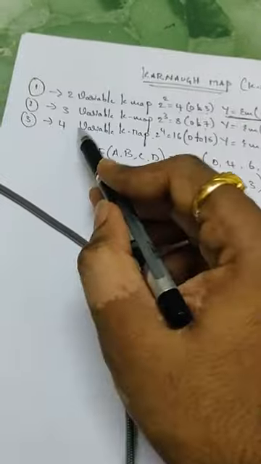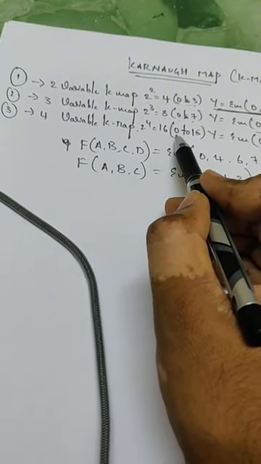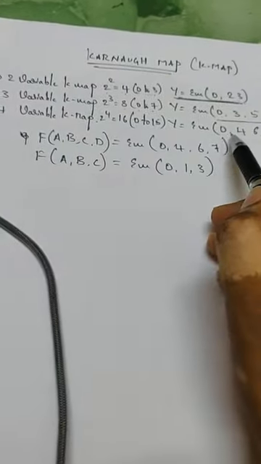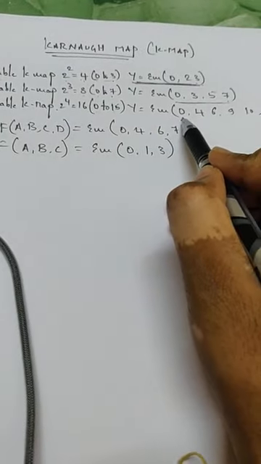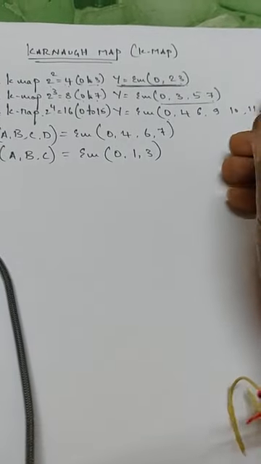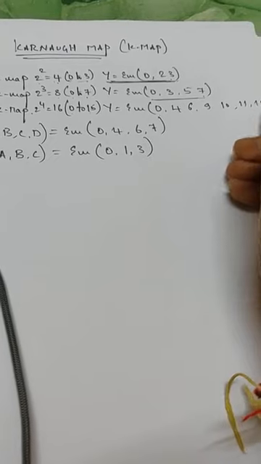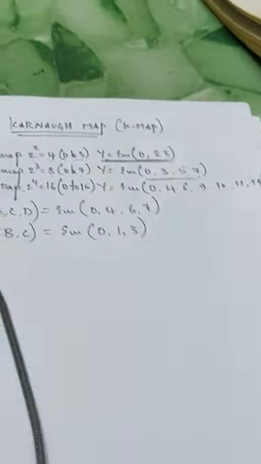Coming to 4 variables, 2 to the power of 4 is 16, so it starts from 0 to 15. It can go up to 15, not more than 15. So with any number up to 15, I can tell it's a 4 variable K-map.